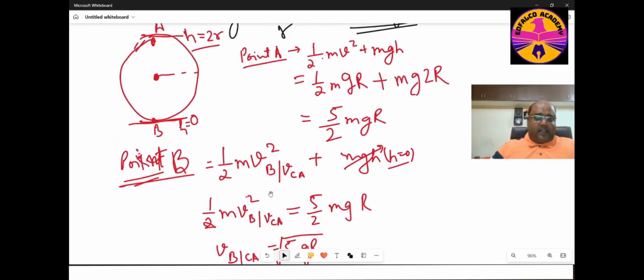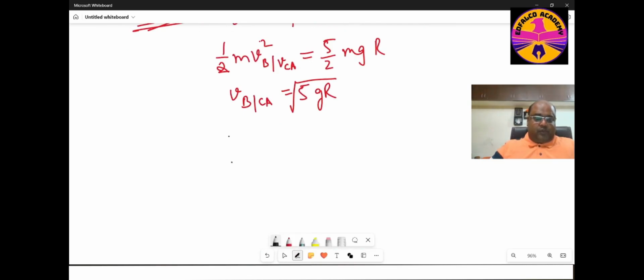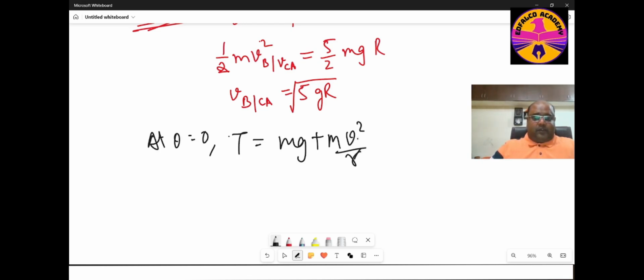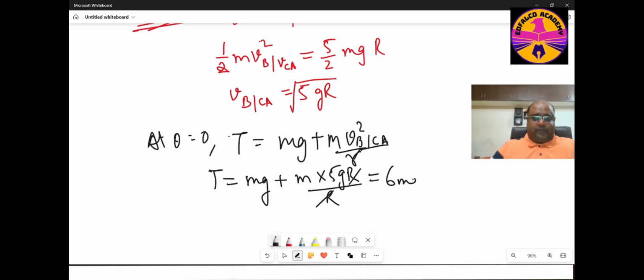That is happening at the bottom because theta is equal to 0. So at theta equal to 0, your tension will be equal to mg plus mv square by r, and the velocity here will be vb, because the speed at A is critical. With this calculation, you can find out the maximum tension, which is mg plus m into 5 gr by r. R cancels, you get 5 mg plus mg, which comes out to 6 mg. So 6 mg is the total tension in the string.